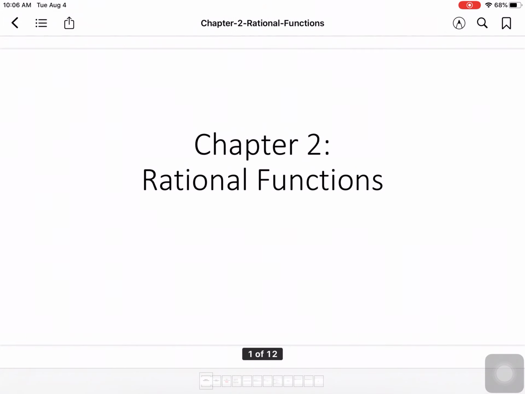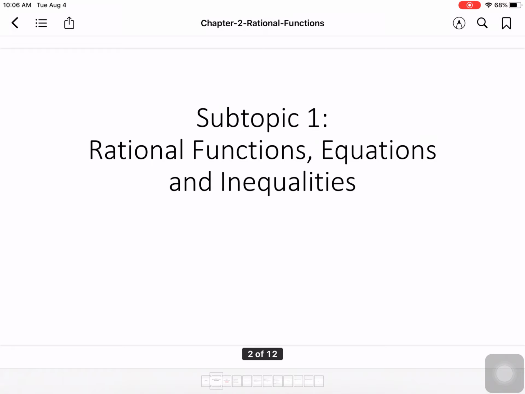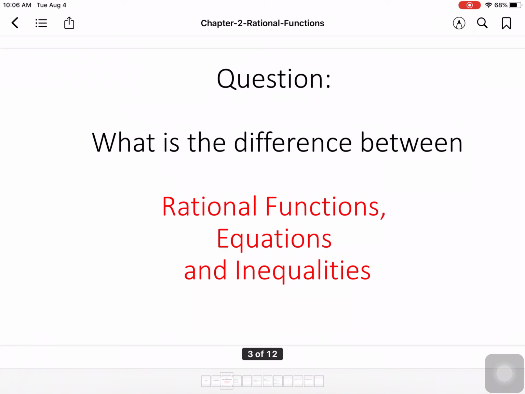Okay, now let's go to chapter 2, rational functions. So good morning everyone. Let's have our next topic. For our subtopic for this chapter, we have the rational functions, equations, and inequalities. So question, what is the difference between the three? The rational functions, equations, and inequalities. What do you think?